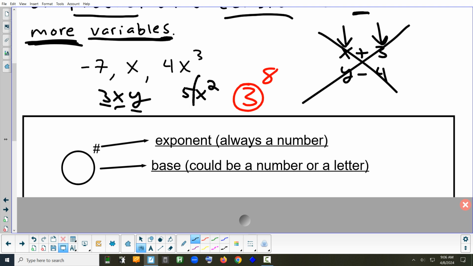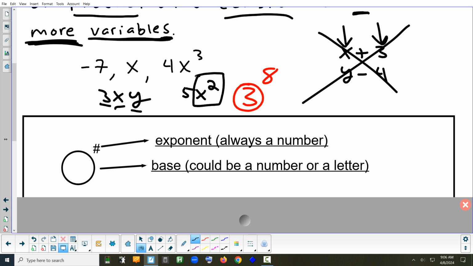Now, look at what I just put a box around, x squared. What's the exponent inside that box? 2. And what's the base? X. So in this case, the base was a letter. For the one in red, the base was a number. Okay? The base can be a number or a letter. It can be either one. But for what we're doing today, the exponent will always be a number.